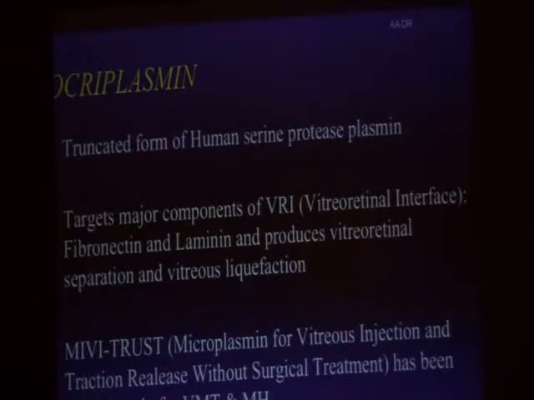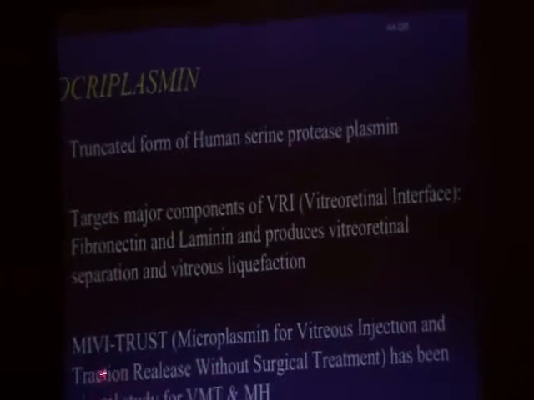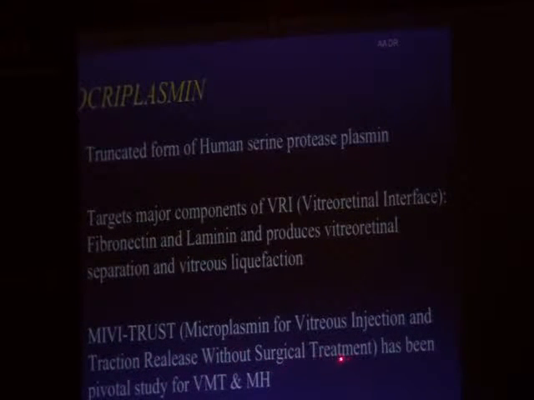Now, ocriplasmin is a truncated form of the human serine protease plasmin, and it targets the major components of the vitreoretinal interface. Basically, it targets fibronectin and laminin and produces a vitreoretinal separation, and it also produces vitreous liquefaction. There was a nice study called the MIVI-TRUST study, which stands for microplasmin for vitreous injection and traction release without surgical treatment. This has been a pivotal study for VMT and macular hole.